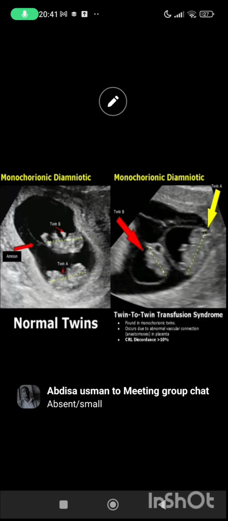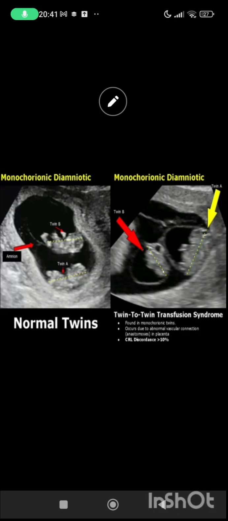Okay. Now what about the recipient twin? The recipient twin is like a kid who keeps drinking from both straws. So it becomes overfilled and tired. It gets too much blood and becomes overloaded, so it produces increased urine output. So there will be polyhydramnios. In early stage, in stage 1, there is only a difference in amniotic fluid, discordance. So oligo and poly only in stage 1.